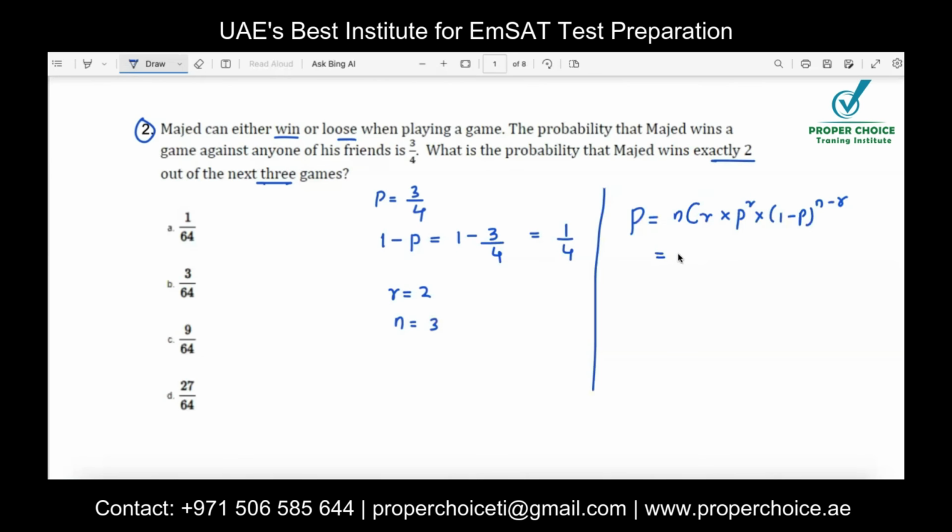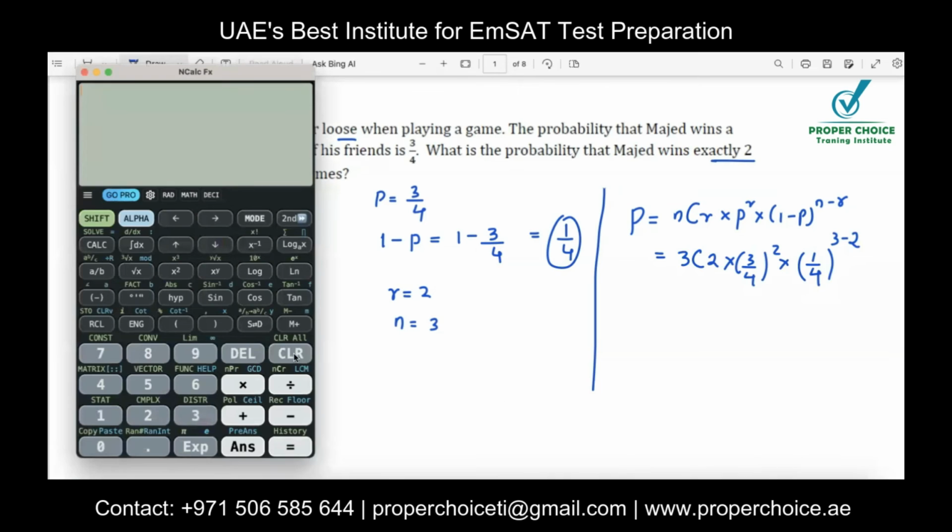So n is 3. Combination of r value 2 here, times the probability of winning the match, 3 by 4 to the power 2, times the probability of not winning the match, which is 1 by 4 to the power 3 minus 2, which is 1. By the way, just substitute in the calculator. Where do we get that combination? Just by using a calculator. I type 3, shift, division sign. You can see that above it has written nCr. So I'm using this one. The r value here is 2. This is about the combination.